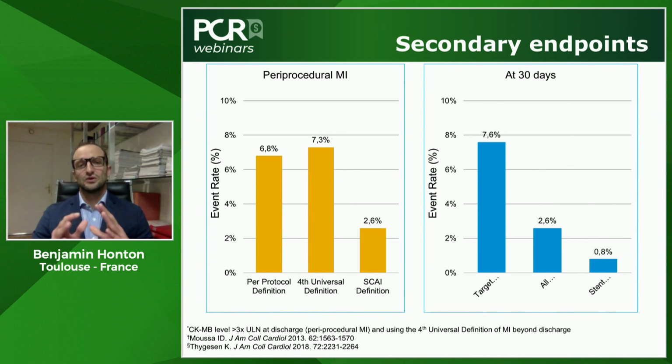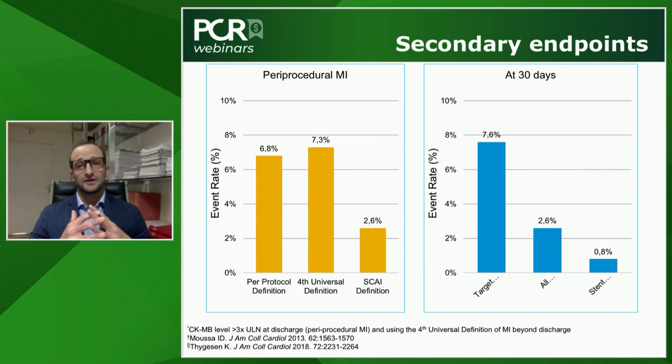So I think that the leading and key message of IVL, Michael shows that it's very efficient, but I think one point is that it is very safe. It's an important message. And you can see at 30 days, despite dealing with complex lesions, you have only less than 1% of stent thrombosis.